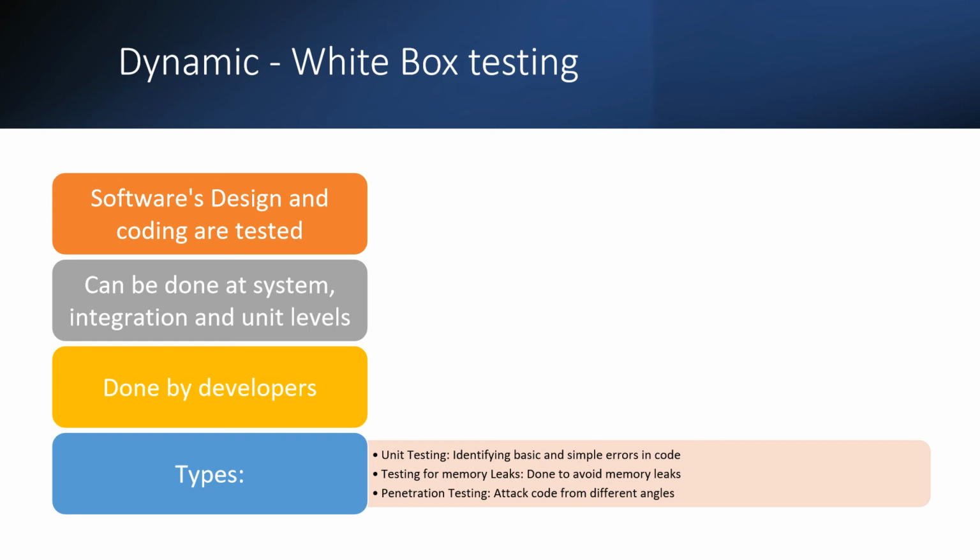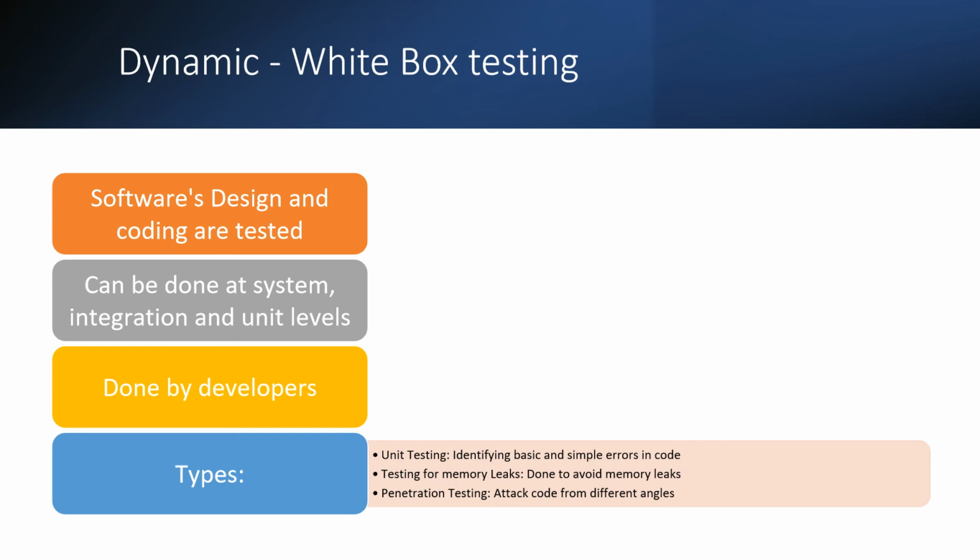White box testing is knowing the code, what is actually happening in the code, and testing that code. The software's design and code are tested in white box testing. This can be done at system, integration, and unit level. System means the complete system; at that level also the complete code can be tested.